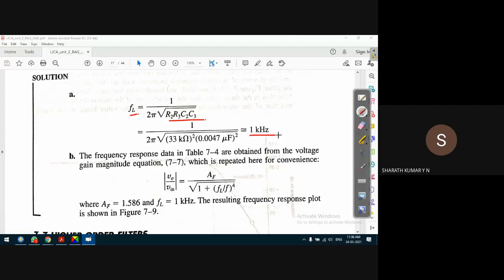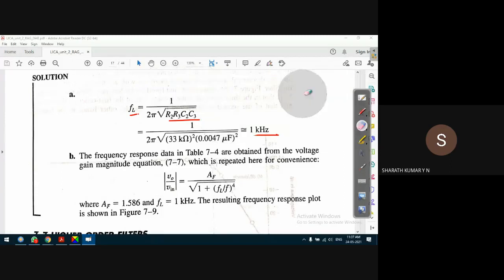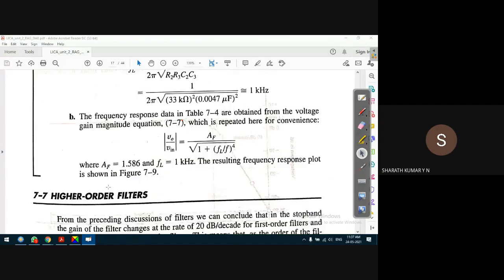FL is approximately 1 kilohertz. The lower cutoff frequency is 1 kilohertz, but the rate at which the gain increases is now plus 40 dB per decade. In terms of octave, I think it is 12 dB per octave. So that's how we design second order high pass filters, Butterworth filters.